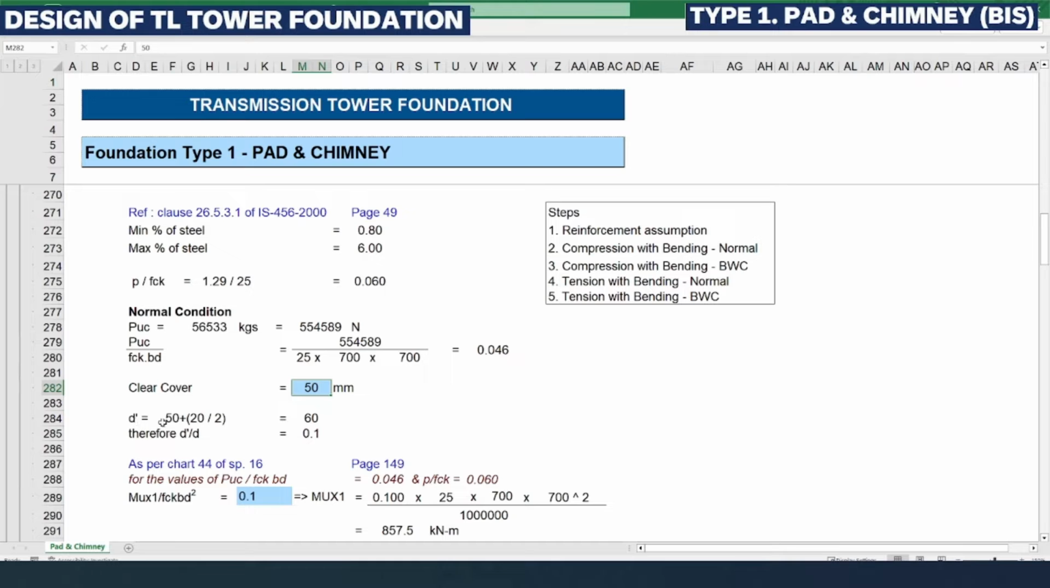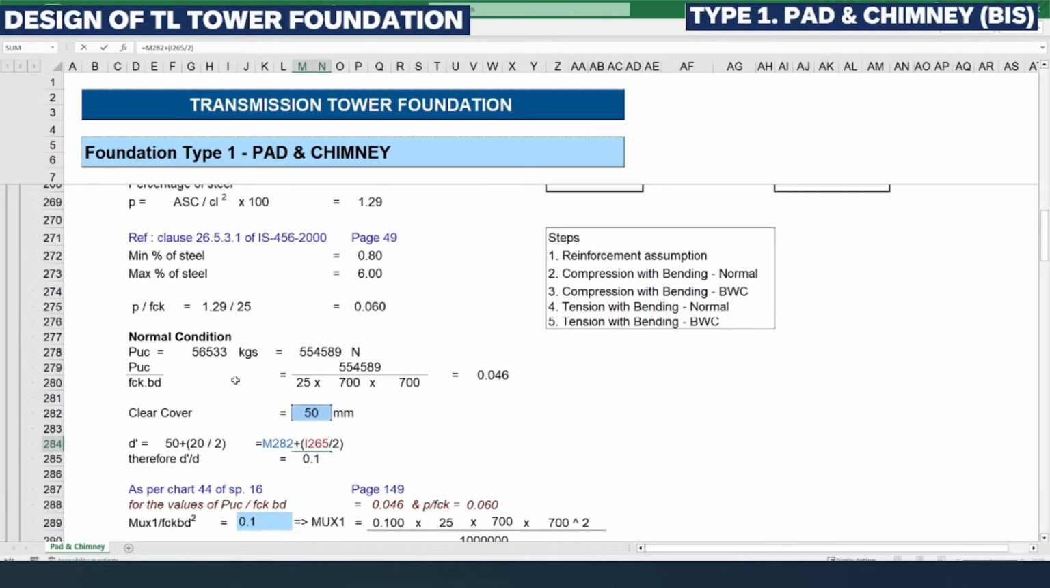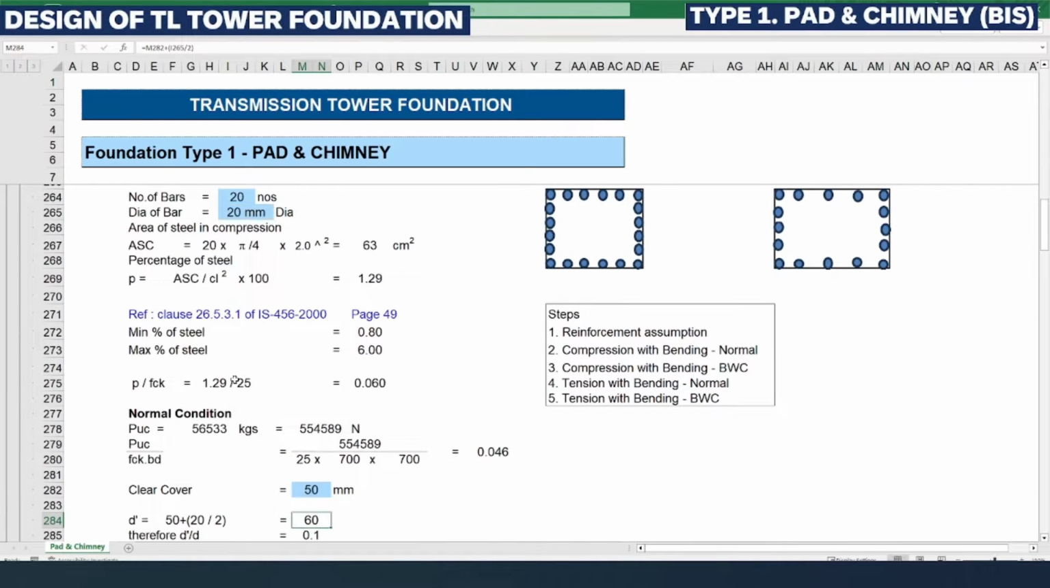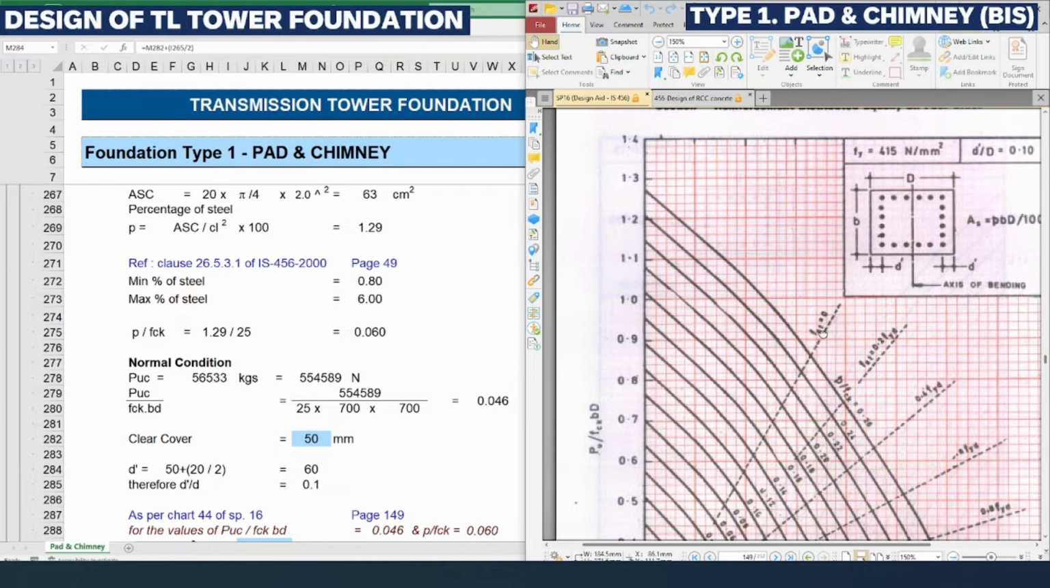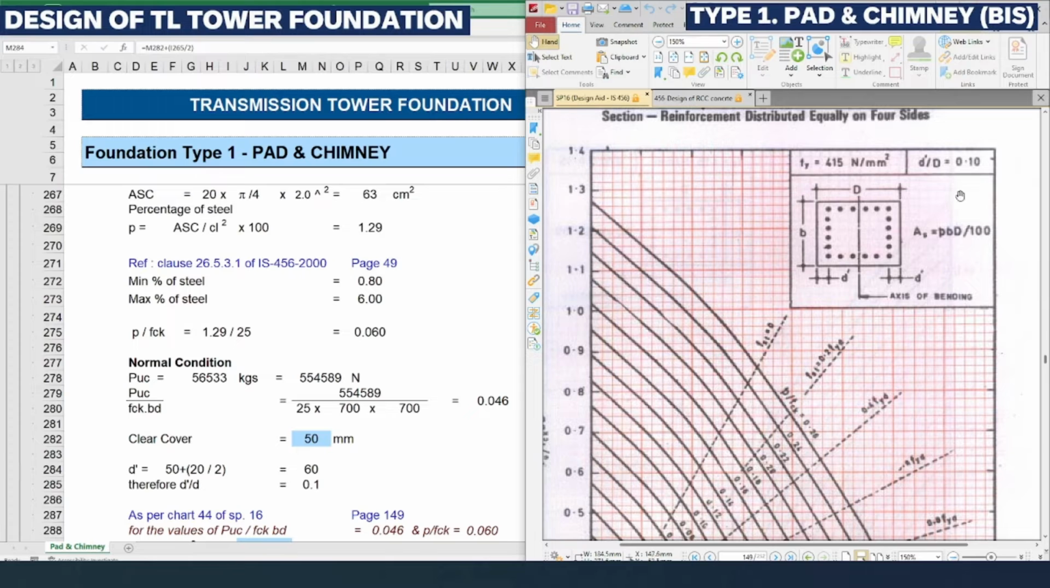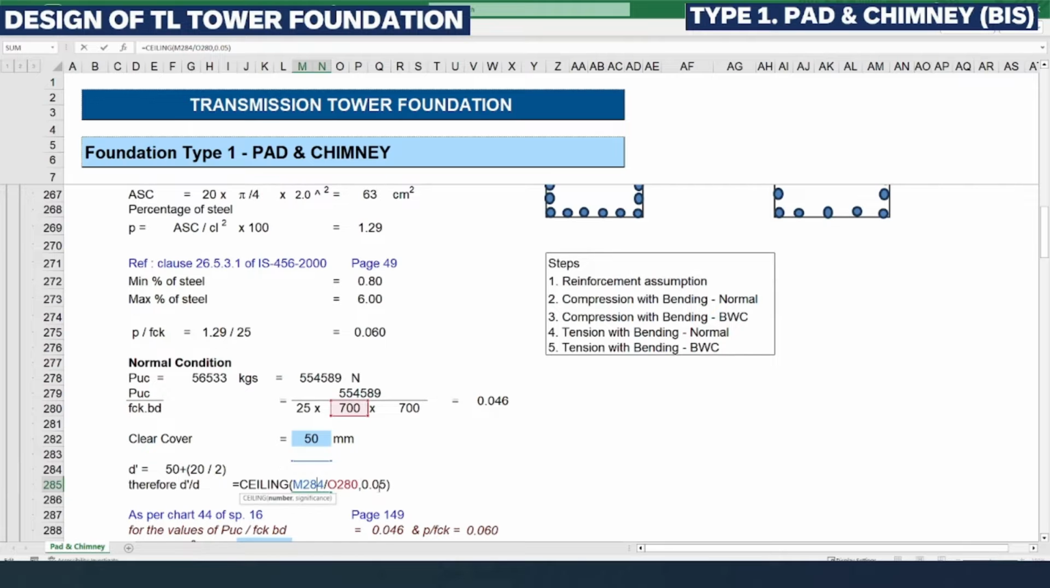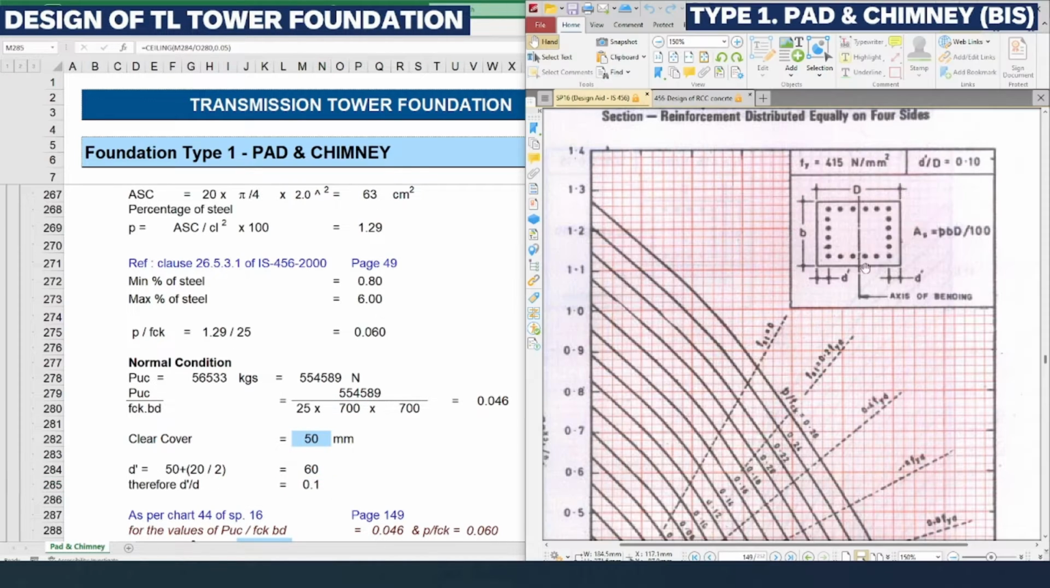Then d dash is nothing but half of the diameter, which we assumed as 20 mm, plus the clear cover, as it is defined in the SP16. So the d dash by D, that is 60 by 700, we just take it as a ceiling of 0.05. So d dash by D is 0.1.